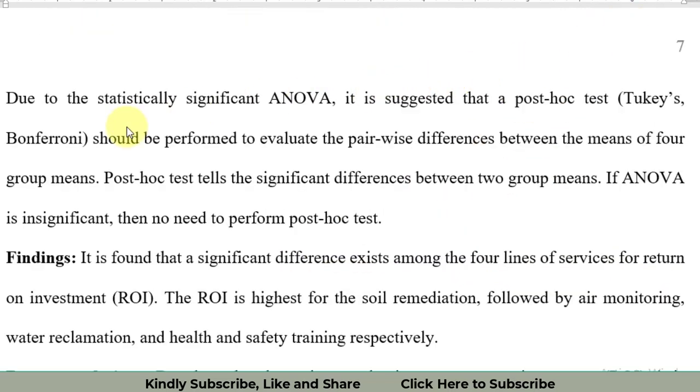As the ANOVA is found to be statistically significant, it is strongly suggested to perform a post-hoc test, Tukey's, Bonferroni, Fisher, to check whether pair-wise difference exists between the 4 group means and which one of the pairs has the highest difference from all others. Post-hoc tells the significant difference between 2 group means. If the ANOVA is insignificant, then there is no need of post-hoc test.